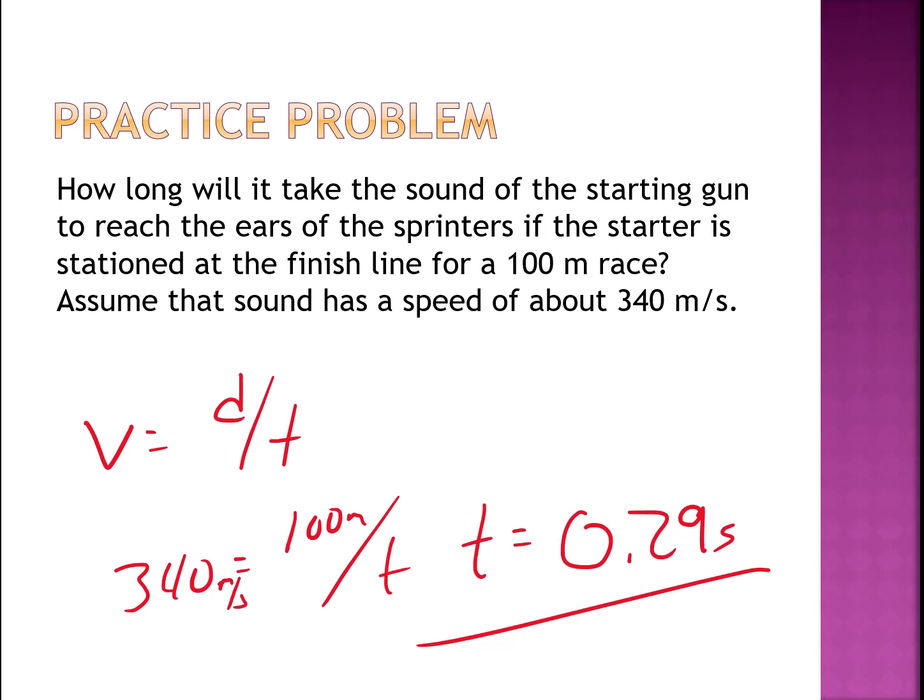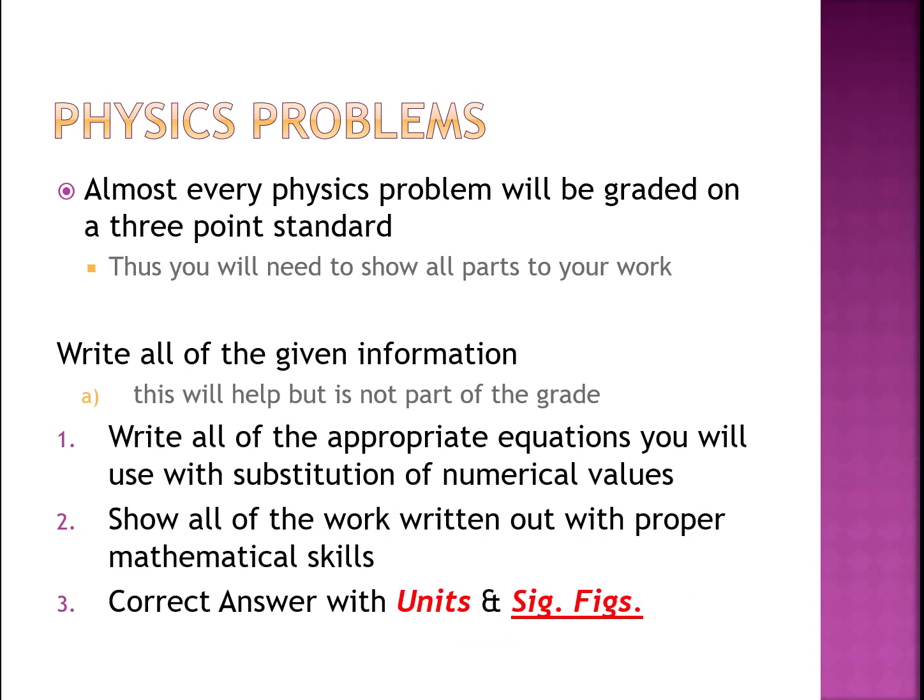When you solve problems, you're going to have to show all of your work, as you can see here. So what I mean by that is almost every single physics problem that you'll have in this class is going to be graded on quizzes and tests on a 3-point scale. It helps for the first time, till you get used to the variables and the equations, to write down all the given information. But your 3 points are for writing all the appropriate equations. The second point is for showing all the correct substitution into those values. And then the third point is for the correct answer with units and sig figs.